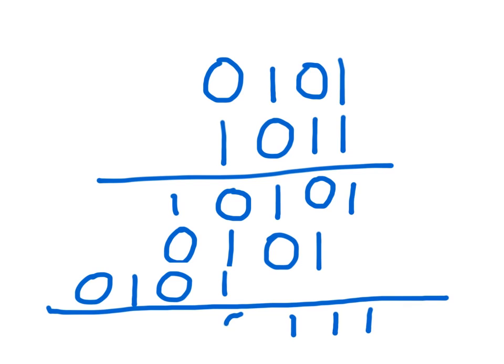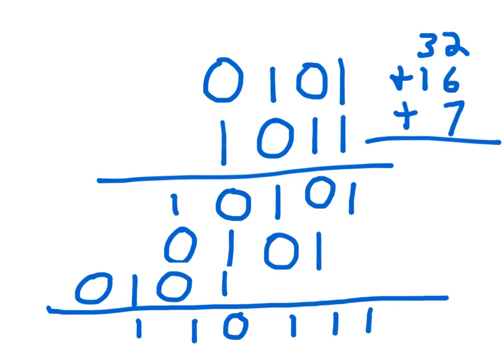Carry a 1, drop down a 0, 1, 1. And you can see that we have the 1s placed at 2, 4, 8, 16, and 32. So we're going to have 32 plus 16 plus 7. And if we plug that into our calculator really quick, we will get 55. And now, let's look at our original problem.